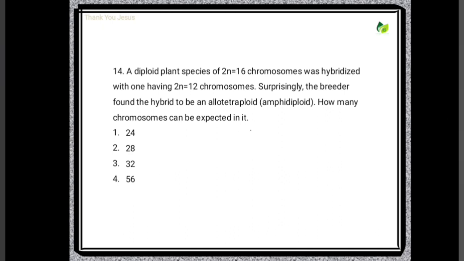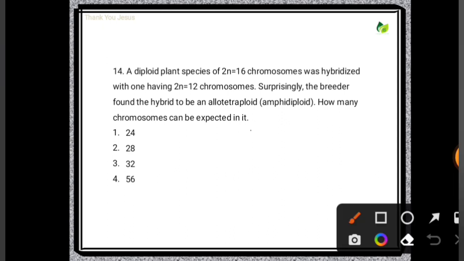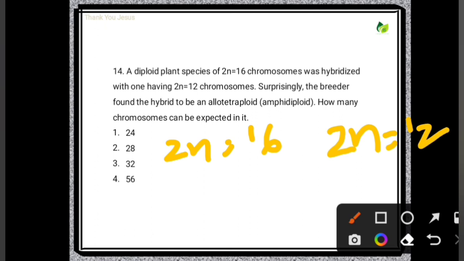Here, one plant having 2n is equal to 16. Okay. So, the other having 2n is equal to 12. From 2n is equal to 16, the gamete will be derived having 8 chromosomes in it. So the 2n is equal to 12 plant having the gametes with 6 chromosomes in it. Okay, you have to remember.